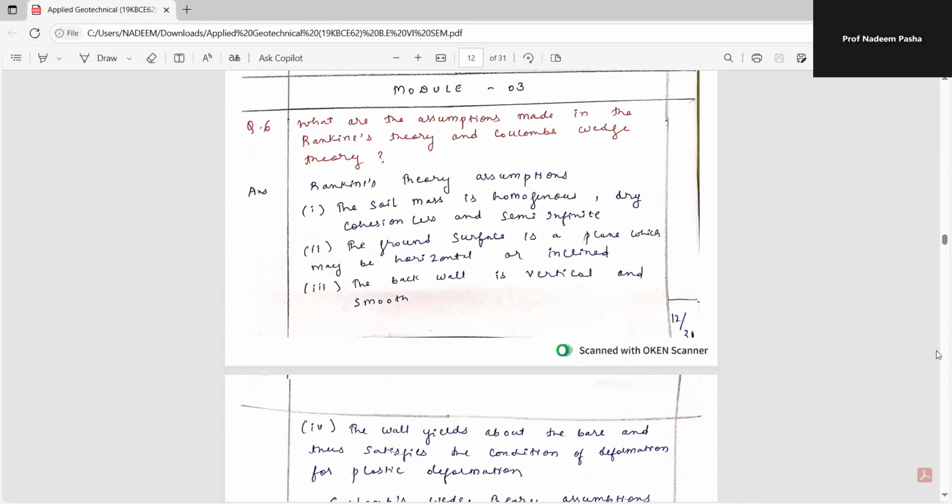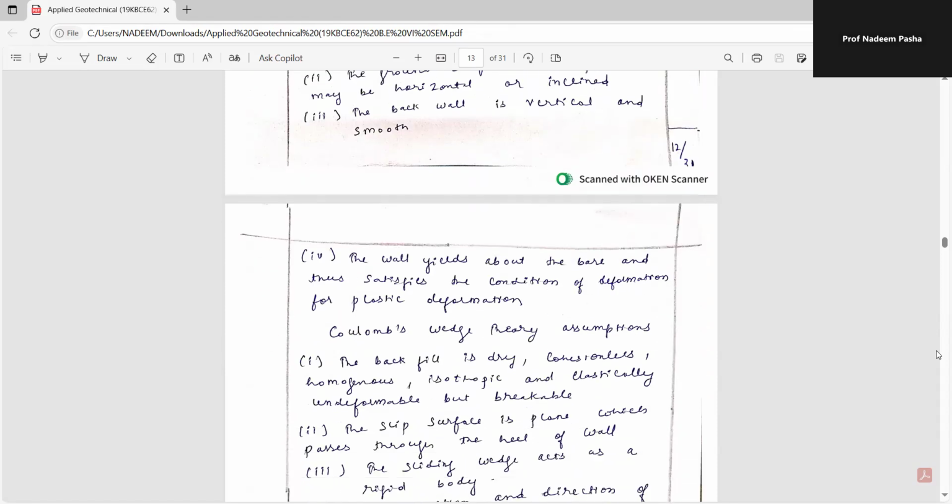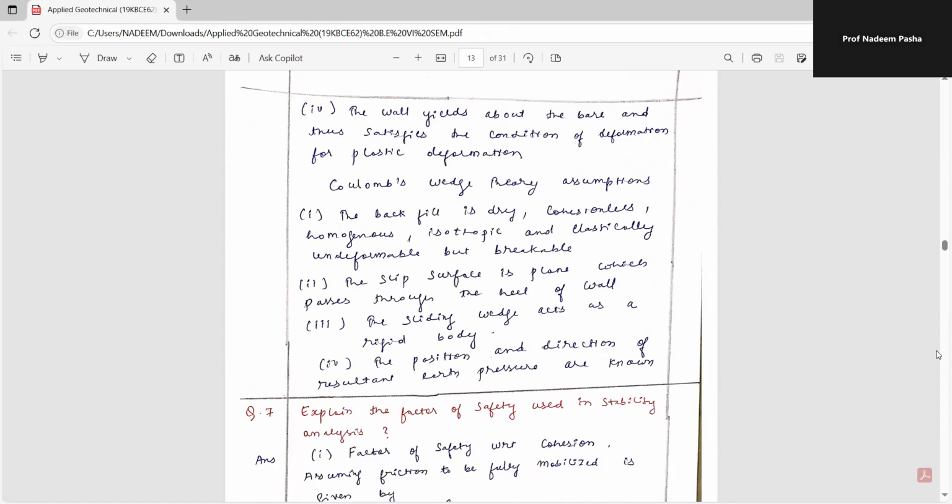Rankine's theory के assumptions क्या हैं? जो soil का mass है, homogeneous, dry, cohesionless और semi-infinite है, और जो ground surface है वह a plane है, which may be horizontal or inclined. The back wall is vertical and smooth. The wall yields about the base and thus satisfies the condition of deformation for plastic deformation.